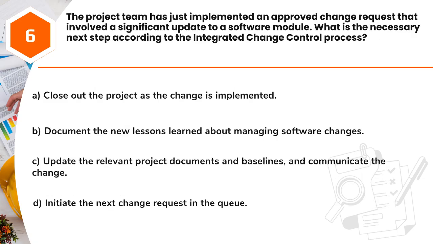Question 6. The project team has just implemented an approved change request that involved a significant update to a software module. What is the necessary next step according to the integrated change control process? A. Close out the project as the change is implemented. B. Document the new lessons learned about managing software changes. C. Update the relevant project documents and baselines, and communicate the change. D. Initiate the next change request in the queue.